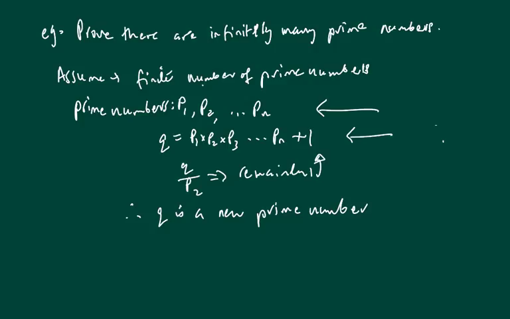and therefore there's obviously a contradiction in the fact that there's a finite number of prime numbers. And we can therefore conclude that there are infinitely many prime numbers.